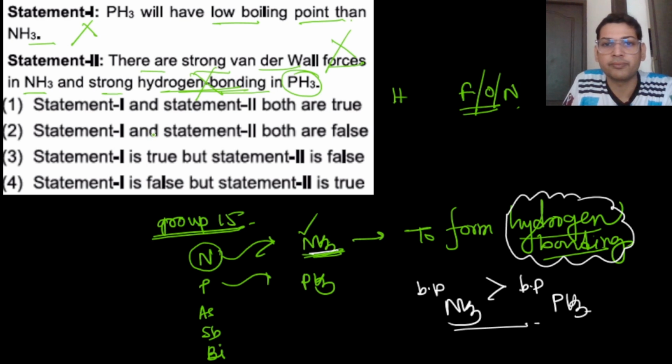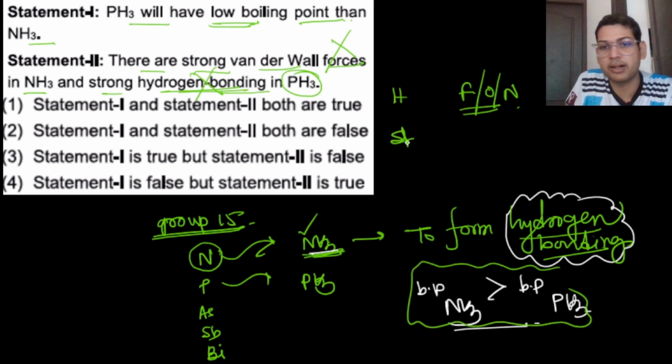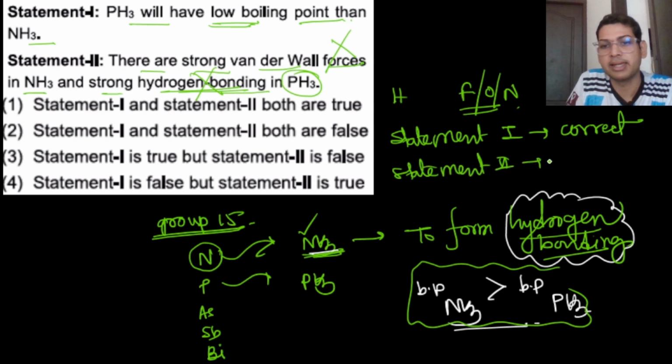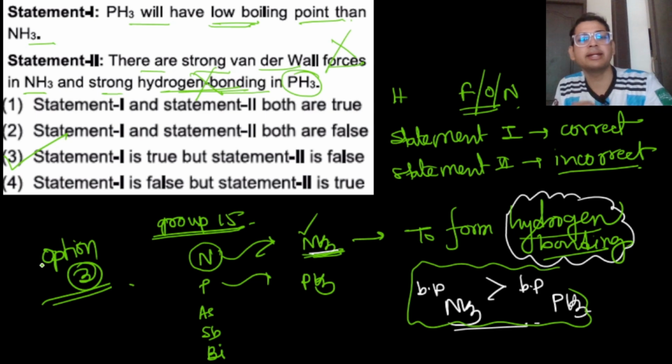So statement number 1 is saying that PH3 will have low boiling point. Yes, PH3 will have low boiling point. So I am sorry, pardon me, statement 1 is correct and statement 2 is incorrect. That means option number 3 will be my correct answer. Okay, moving to the next question.